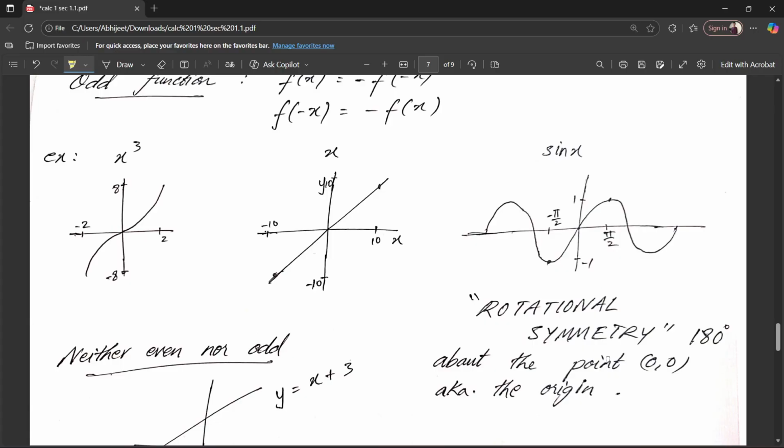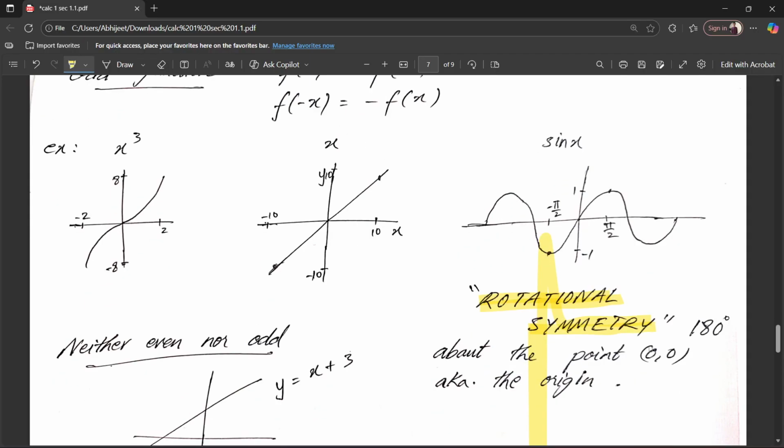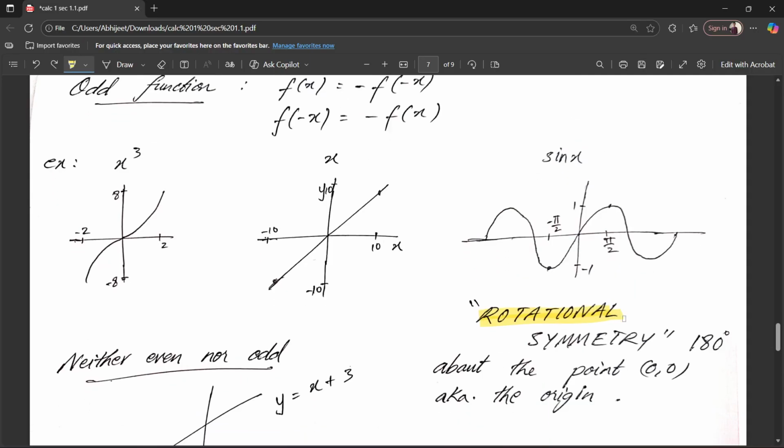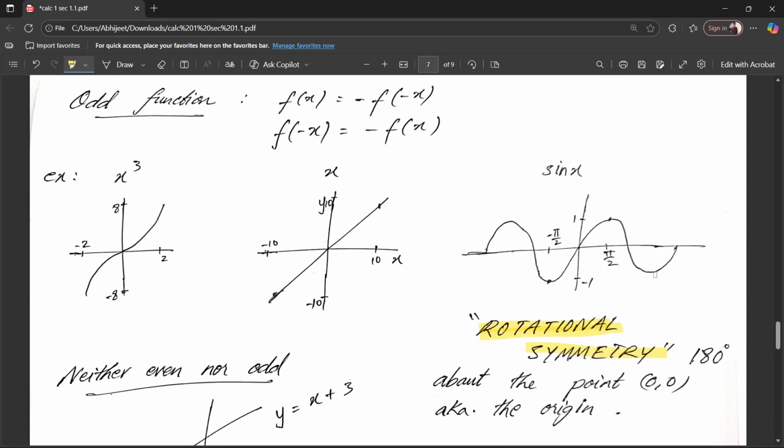For this, what we observe is that odd functions have a different kind of symmetry. They do have symmetry, but not the symmetry of even functions. They have what is called rotational symmetry, about the point (0, 0), which is also called the origin.